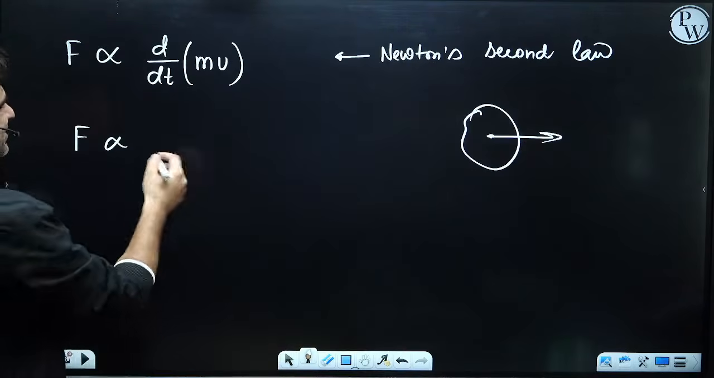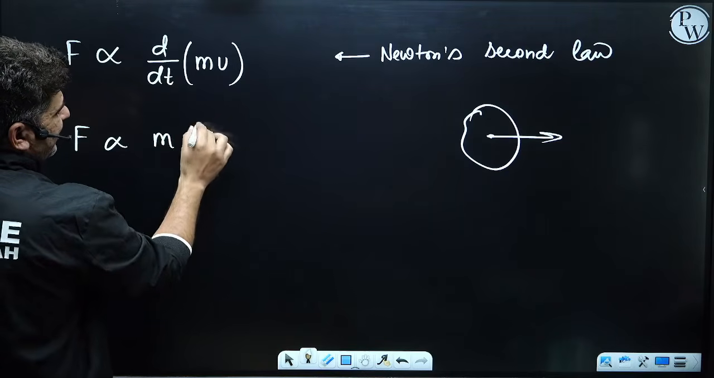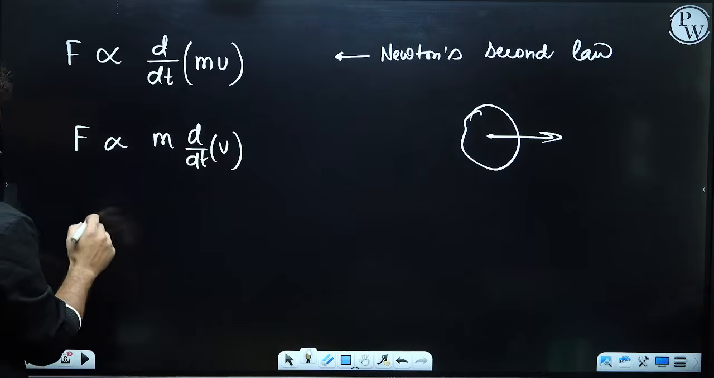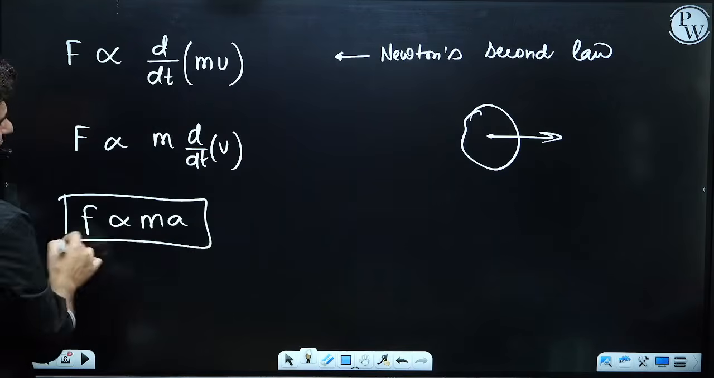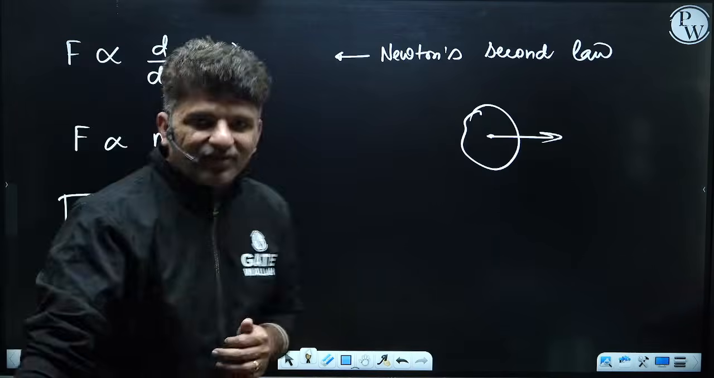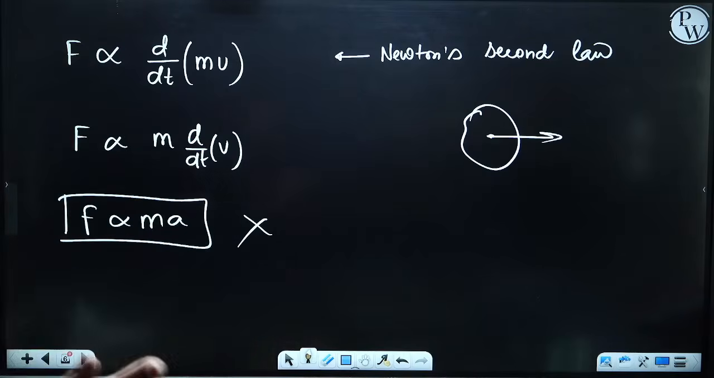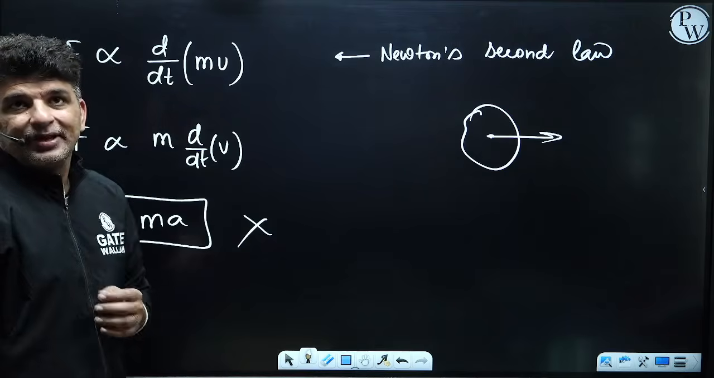So generally people say mass remains constant. So they take the m out and write d by dt of velocity. And d by dt of velocity is nothing but acceleration. And people write force is equal to mass into acceleration. They call this the second law. Actually, this is a wrong definition. It is never the correct definition. Most of the people who do this are actually wrong.